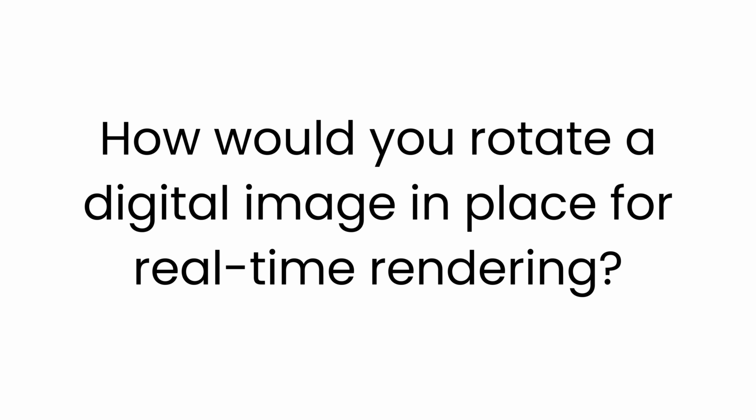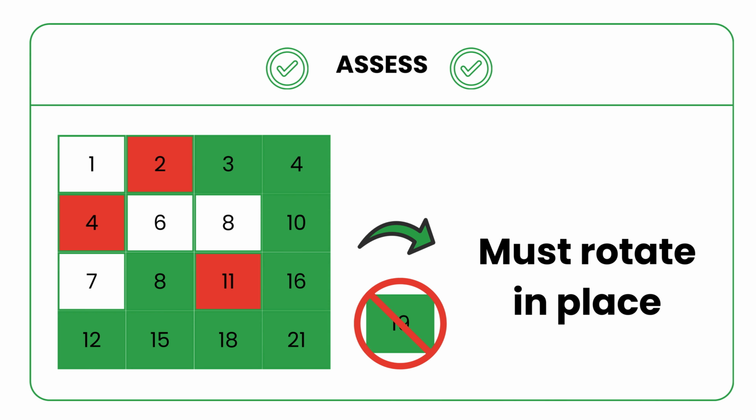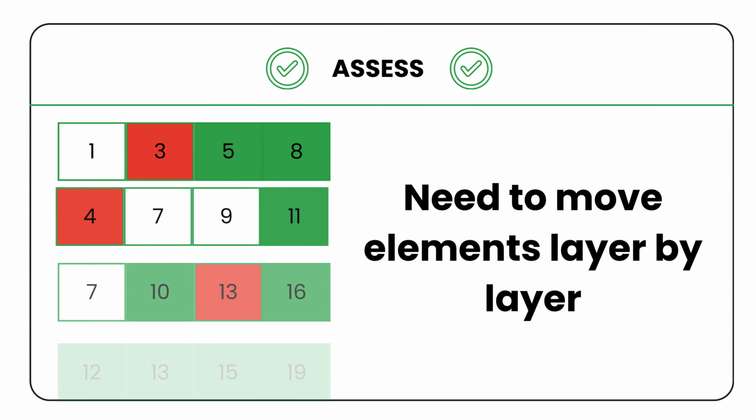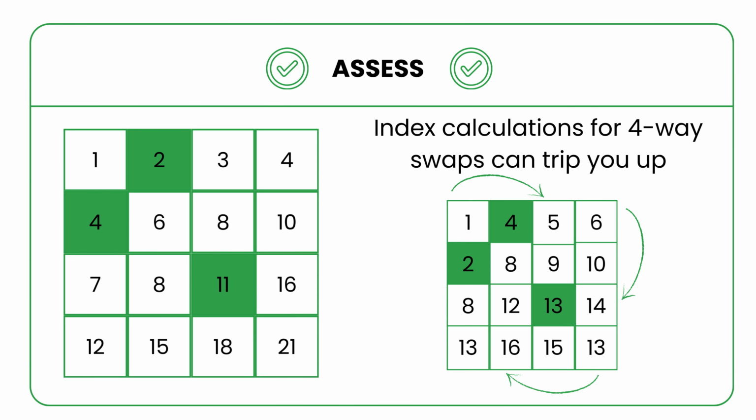Interviewer might ask, how would you rotate a digital image in place for real-time rendering? What's tricky? Must rotate in place, no extra space for another matrix. Need to move elements layer by layer, or use clever matrix transposition and row reversal. Index calculations for four-way swaps can trip you up.